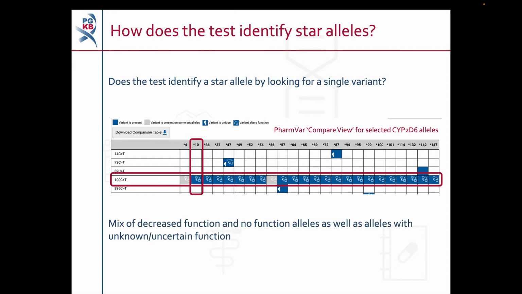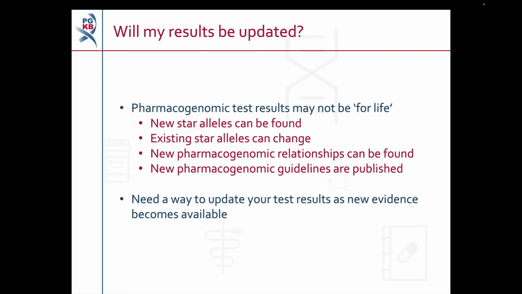However, the 100C-T variant is found in many other CYP2D6 alleles, some of which have different function assignments compared to the star 10 allele. If a test finds that someone has this 100C-T variant but none of these other variants were tested for, the test will report that person as having a star 10 allele, which may not actually be correct. It's also important to find out if test results will be updated as new evidence becomes available.